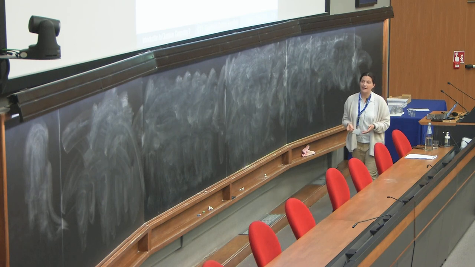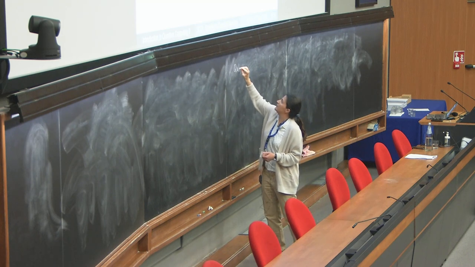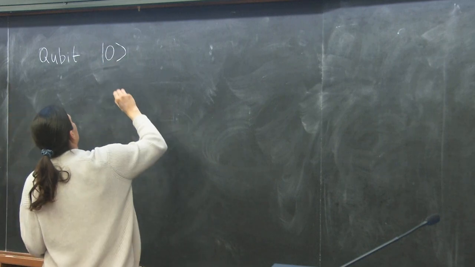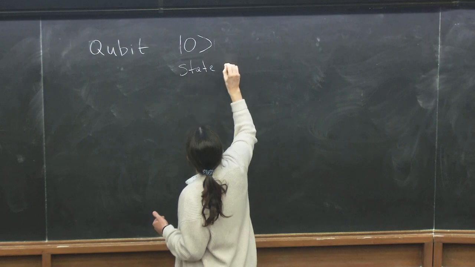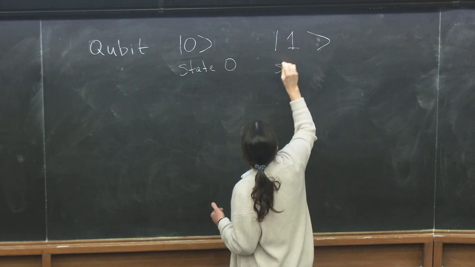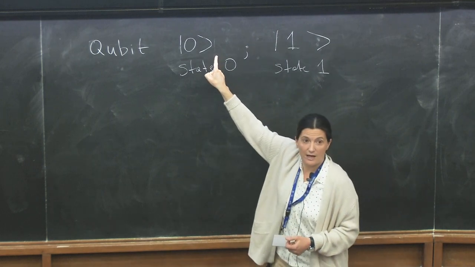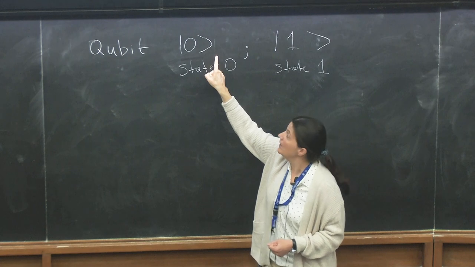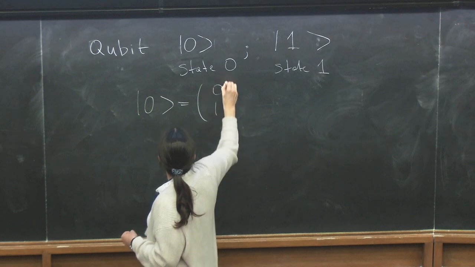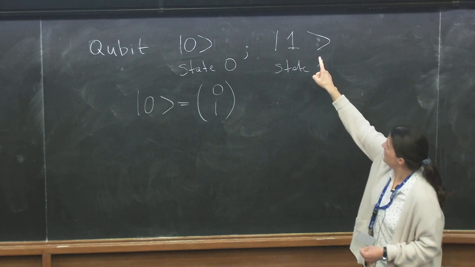So the first thing I want to point out is that you have a qubit. You've seen this notation already in the previous lecture. It can be in state 0, or then you also have your state 1. If you've seen this notation before, this is written in Dirac notation. So 0, as you've seen already, is in Dirac notation. This is a column vector. This is called a ket.